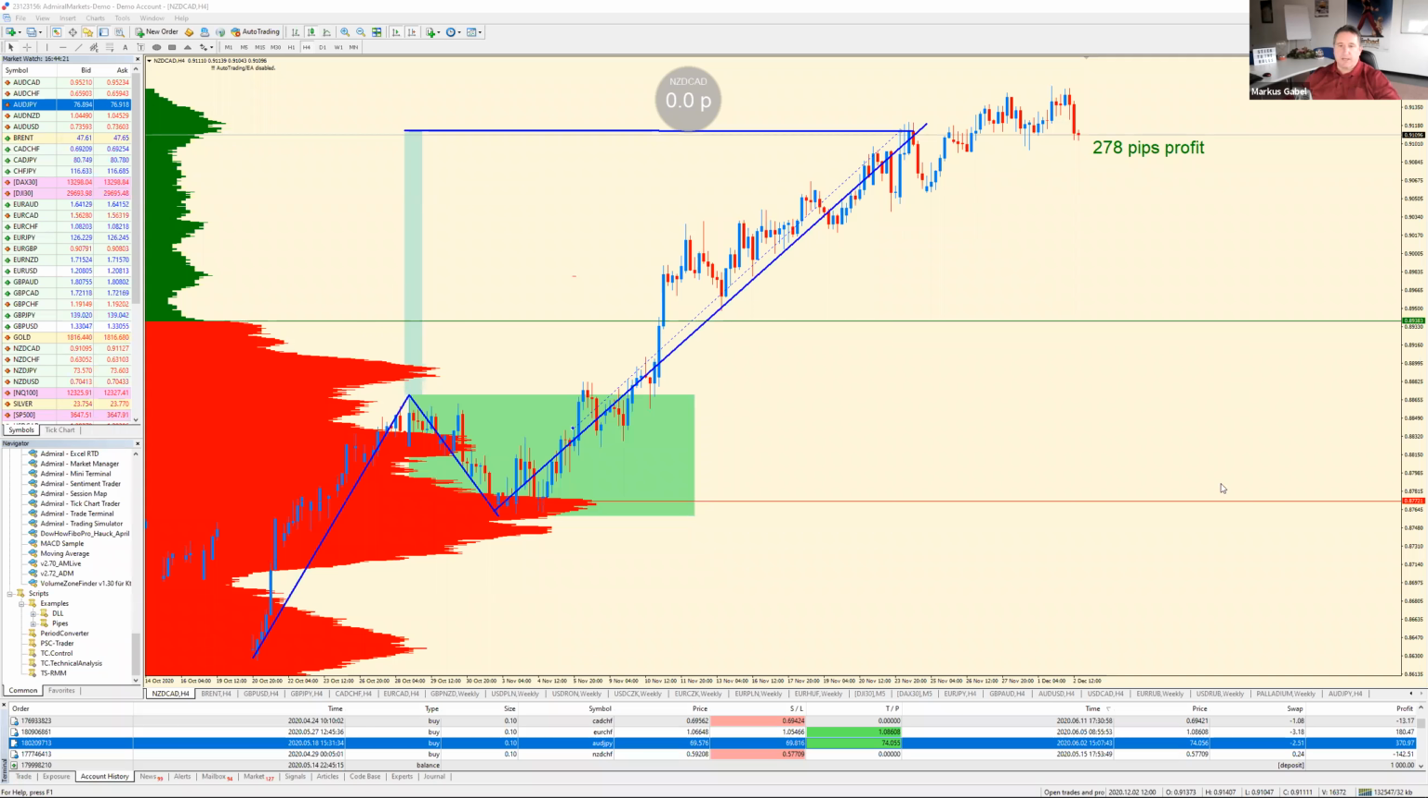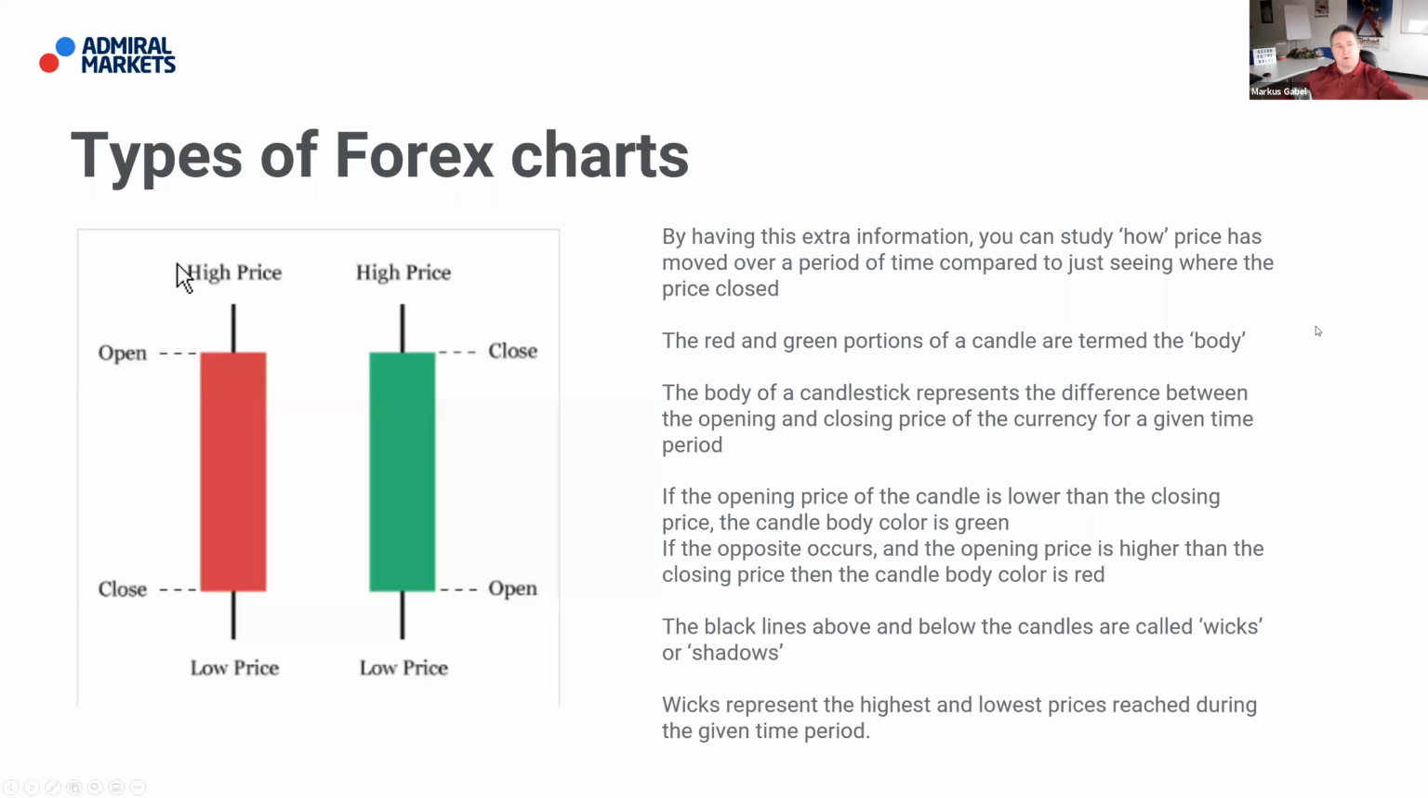And we talk about this, the red or the green you can see here, that's the so-called body, and the high or the low is called the wicks or the shadows. So if you have a higher opening and a lower close, you have a falling price. Then you get a red candle or black, whatever color you choose. And if you have a lower open and a higher close, then you have a green candle.